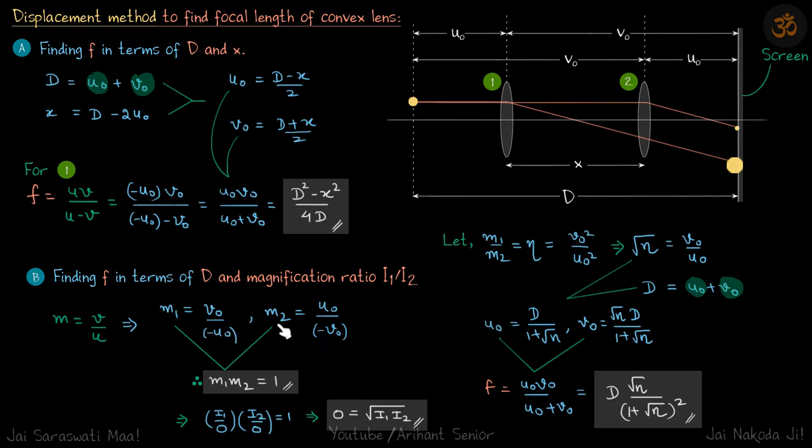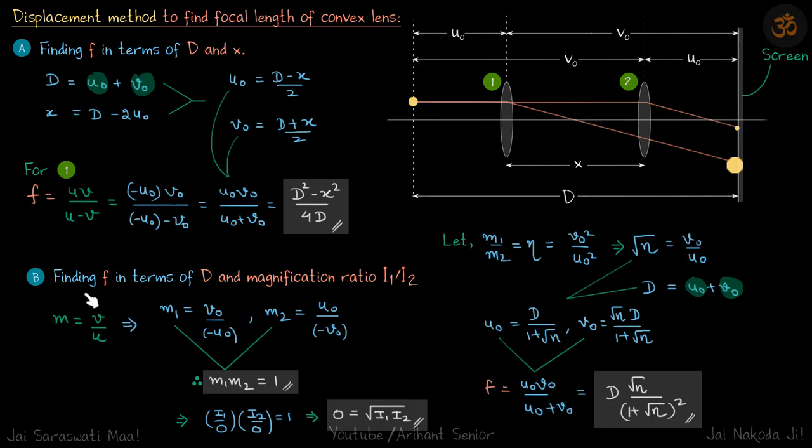So from here you can see m1 m2 is 1. And let's write m1 and m2 in terms of image size and object size. So m1 is I1 by object size, m2 is I2 by object size, and m1 m2 is equal to 1. Or we can say object size is root of I1 I2. So this is h1, this is h2, and root of h1 h2 will be h.